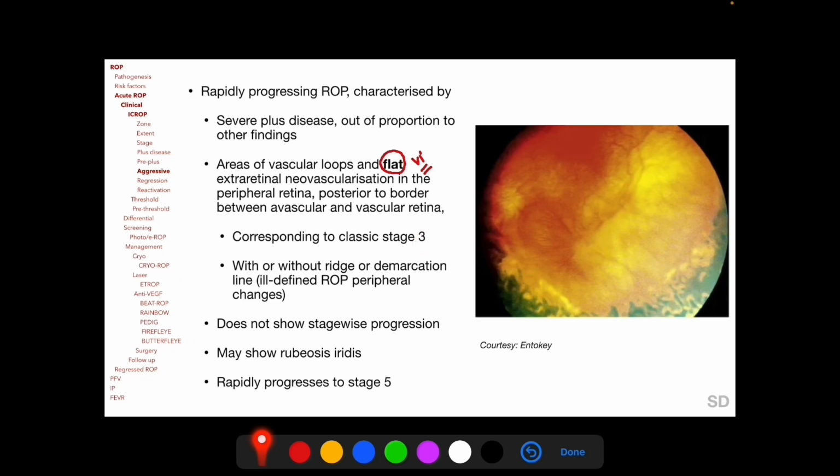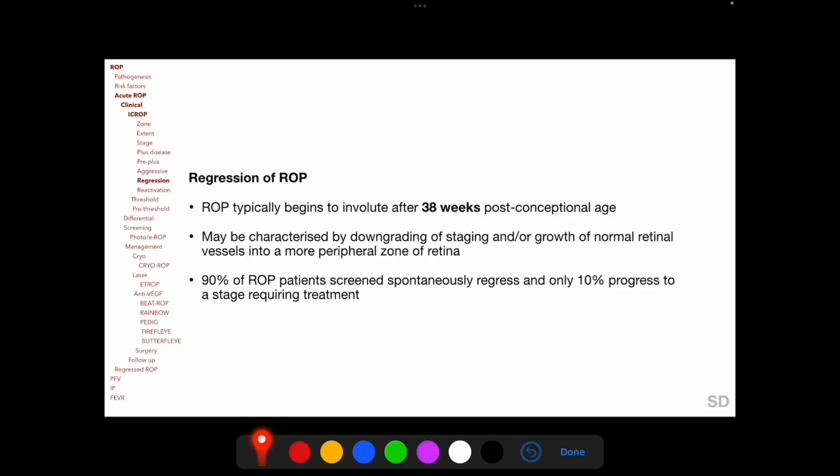In aggressive ROP, the ridge or demarcation line may be either difficult to discern or may be absent. Aggressive ROP does not show stage-wise progression and may rapidly progress to stage 5 total retinal detachment. ROP typically begins to involute or regress after 38 weeks post-conceptional age, and this is also the post-conceptional age which is considered to be full term, and this is important to remember to understand the time course of the disease process of ROP.